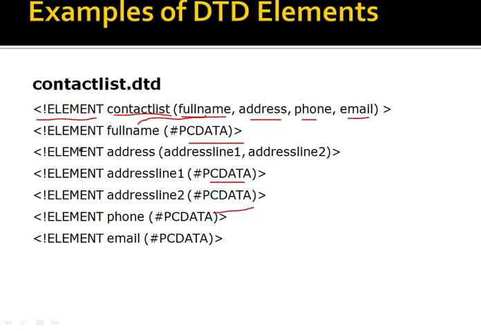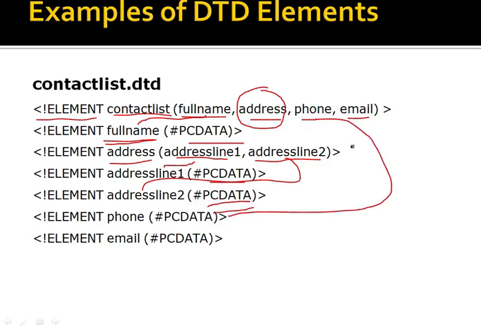And if you look at this element, this full name element will take parsed character data, and another element. Okay, this is an element. It can have sub-elements like this: address line 1, address line 2. Address line 1 will take this type of data, and address line 2 will take parsed character data, and of course phone number will take parsed character data, and email will have parsed character data.